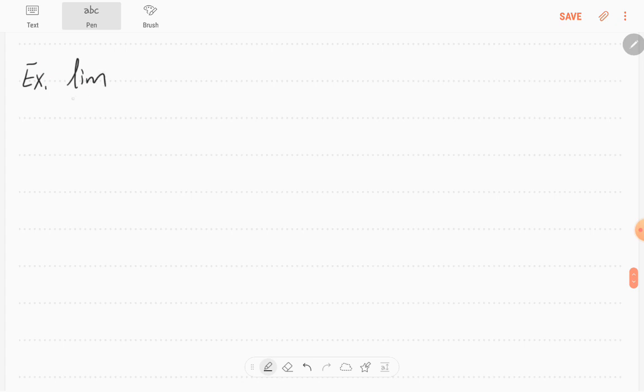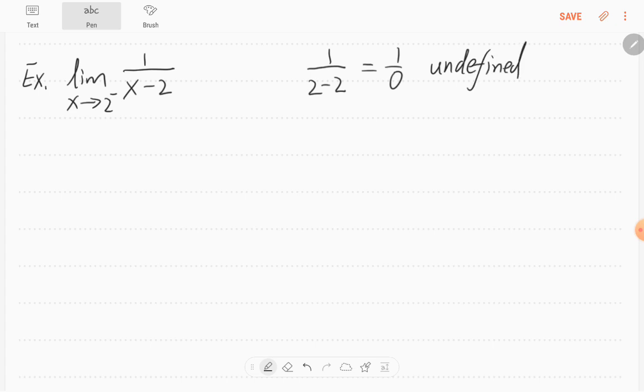The limit as x approaches 2 minus. So you cannot plug in 2 directly, right? If you plug in 2, 1 over 2 minus 2 is 1 over 0, which is undefined. So you cannot plug in 2 directly, but we know x is close to 2, but less than 2.